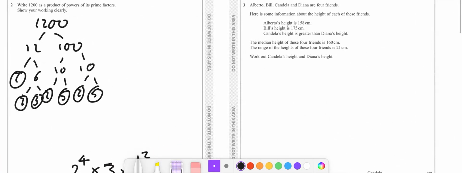Okay. Alberto, Bill, Candela and Diana are 4 friends. Here is some information about the heights of the friends. The median height of these 5 friends is 160. The range is 21. Work out Candela's height and Diana's height. So we've got a 158 and we've got a 175.